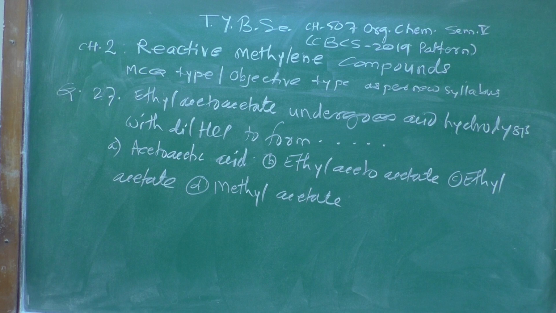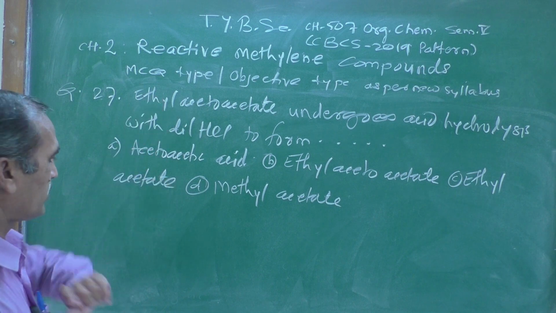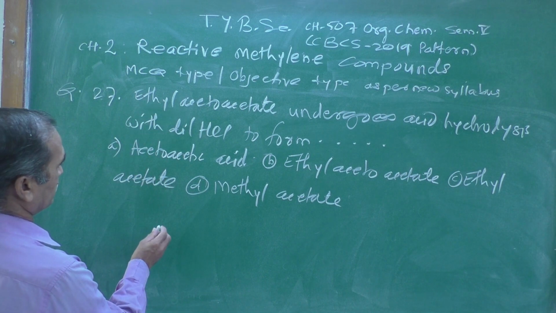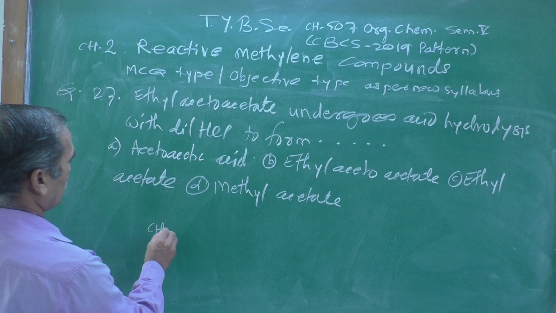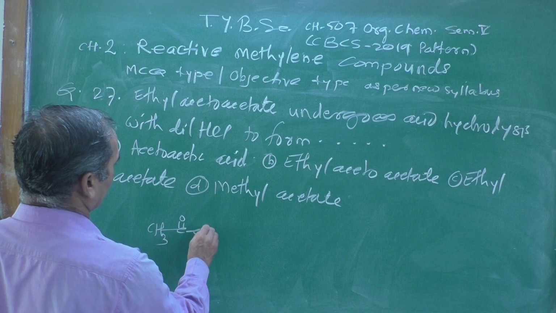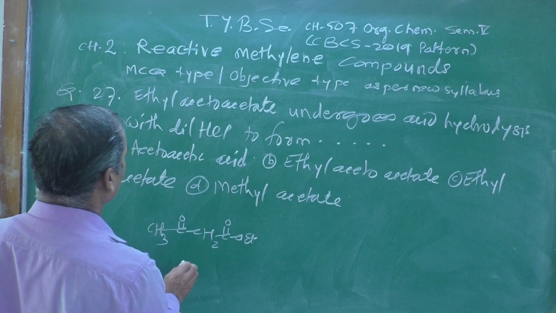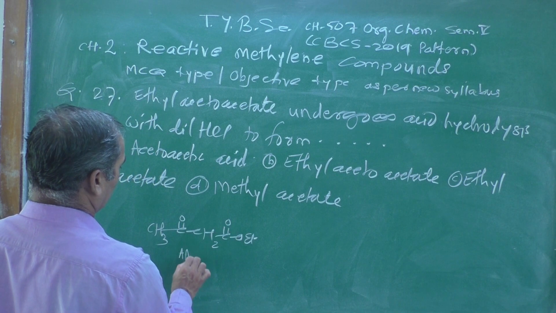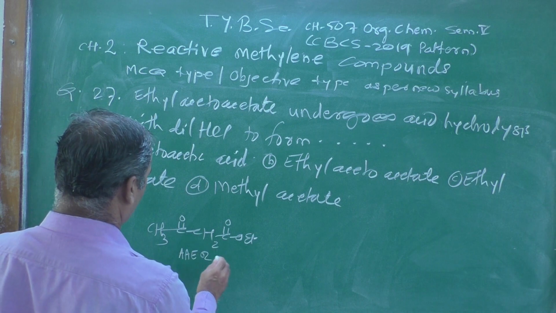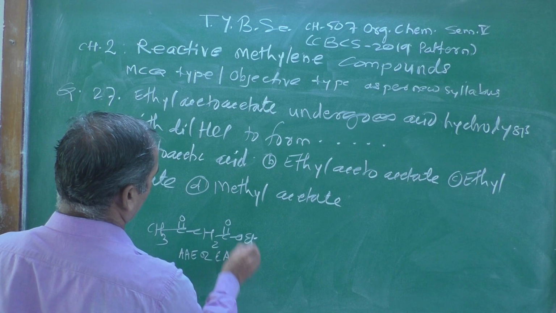the options are given: acetoacetic acid, ethyl acetoacetate, ethyl acetate, methyl acetate. As we know, the structure of ethyl acetoacetate is CH3 C double bond O, then CH2 C double bond O OEt. This will be the acetoacetic ester, or you can refer to it as ethyl acetoacetate.